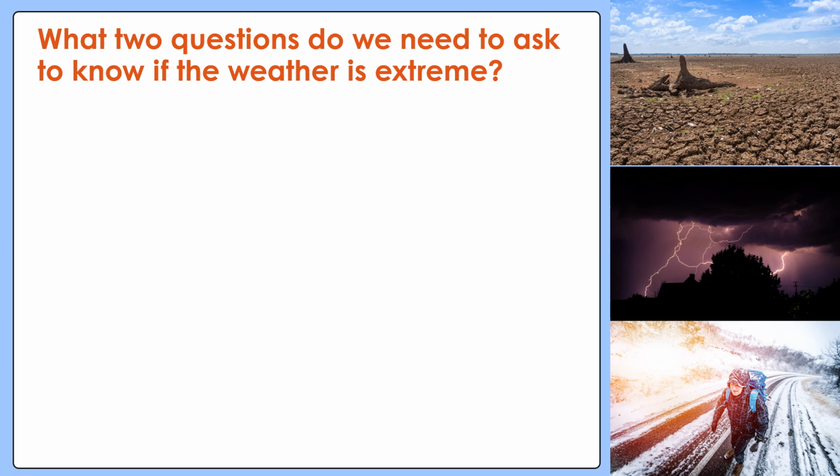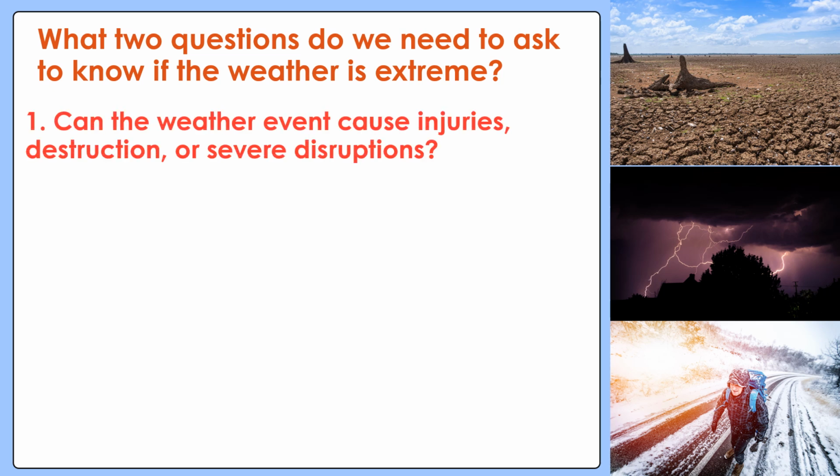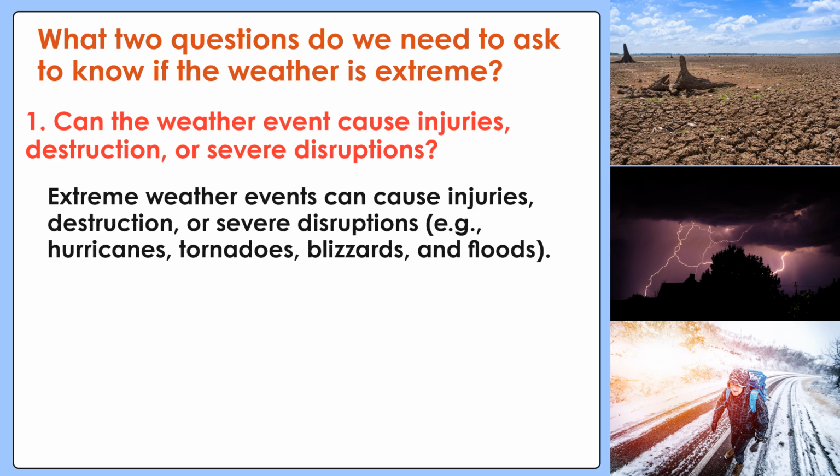What two questions do we need to ask to know if the weather is extreme? Here are example questions. Number 1, can the weather event cause injuries, destruction, or severe disruptions? The answer, extreme weather events can cause injuries, destruction, or severe disruptions. Example, hurricanes, tornadoes, blizzards, and floods.